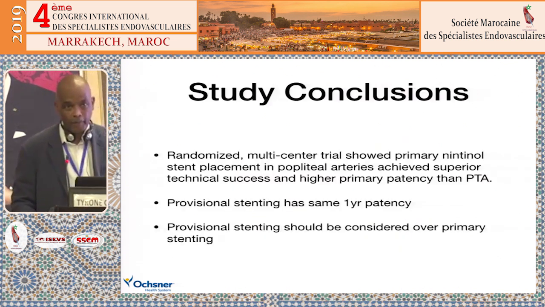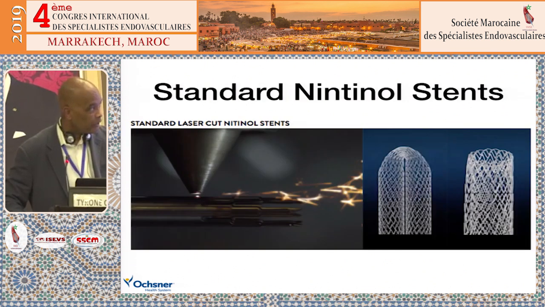So the concerns of putting a stent in the popliteal area, although real, may not have been realistic in a real-world patient population. And provisional stenting had the same one-year patency as primary stenting, so provisional stenting should be considered over primary stenting when we're dealing with the popliteal, and that sort of makes sense. Why put something in the popliteal if we don't have to? Part of the issue that we've had is that the standard nitinol stents, you can see on the far right-hand side what happens to that stent when it's bent.